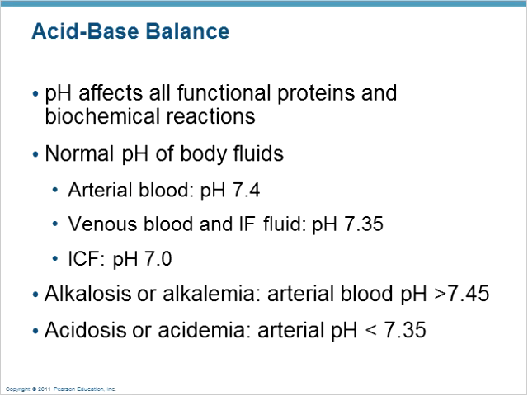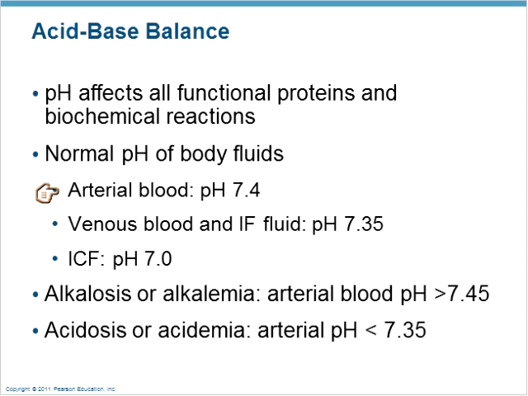We look at acid-base balance. The pH affects all functional proteins and biochemical reactions in the body. And we know that the normal pH of body fluids in arterial blood is 7.4. It's actually 7.2 to 7.4. Venous blood and interstitial fluid pH is about 7.35. In intracellular fluid, that pH could be 7, which is more neutral.